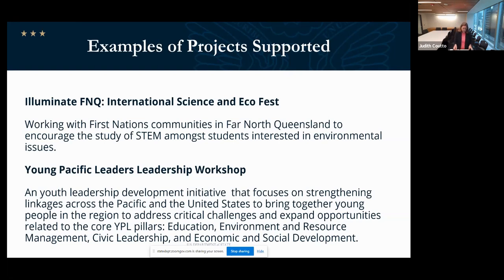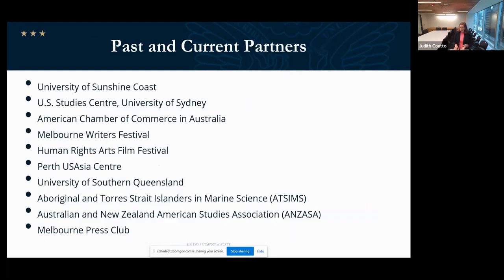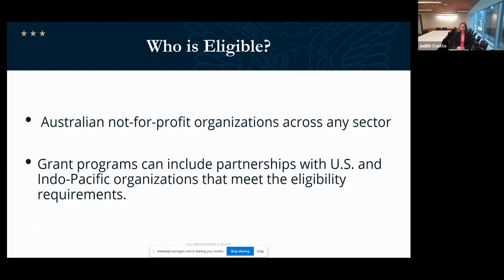So these are the kinds of things that our grants can support. Just some examples to give you an idea. Some of our partners, we wanted to share this list because it's also showing the diversity of the types of organizations with whom we can partner. University of Sunshine Coast, I already mentioned, the U.S. Study Center, Melbourne Writers Festival, the Human Rights Arts Film Festival, Perth USA Asia Center, University of Southern Queensland, AtSims, and ZASA, and the Melbourne Press Club. All of them had different ideas about how to engage with the Australian public in critical areas, and we supported them through our grants program.